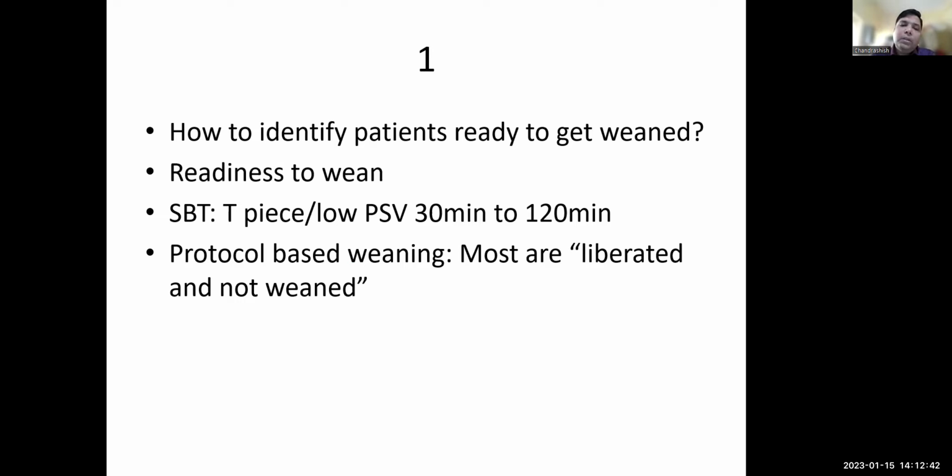But it's preferable not to keep somebody on a low pressure support or T-piece for more than 2 hours before you decide to take them off from the ventilator, because by that time the patient may get very tired.